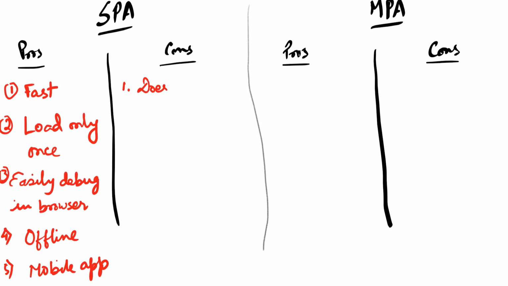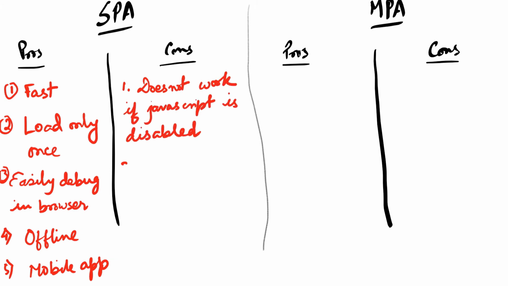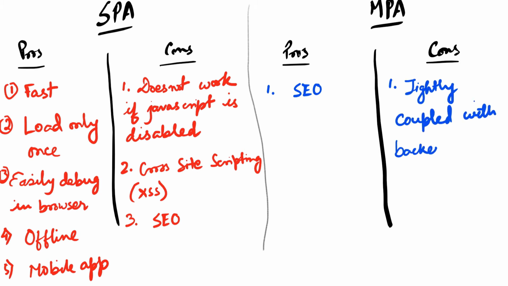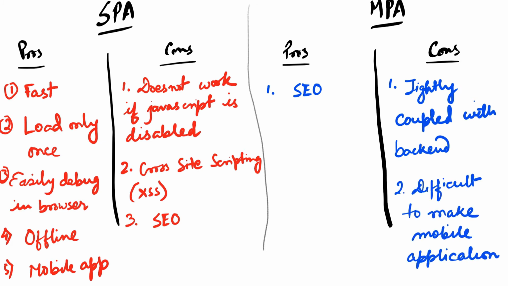The main disadvantage of single page application is it doesn't work if JavaScript is disabled, and if not properly taken care of, cross-site attack can be done. Making the application optimum for search engines is a tough job. Whereas a multi-page application is SEO friendly, but it is tightly coupled with the backend. Every page request is served separately and the backend renders the HTML content and sends the file back to the browser, which also makes it difficult to make a hybrid mobile application.